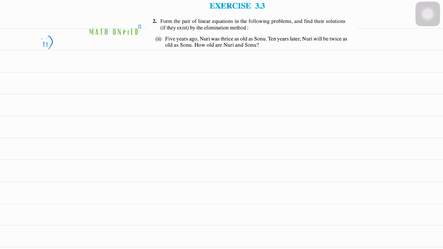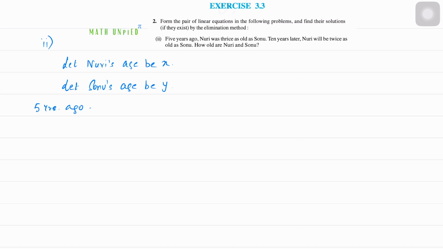Now let's move on to the second subdivision. 5 years ago, Noori's age was thrice as old as Sonu, and 10 years later, Noori will be twice as old as Sonu. How old are Noori and Sonu? So we can start like this. Let Noori's age be x. Let Sonu's age be y.